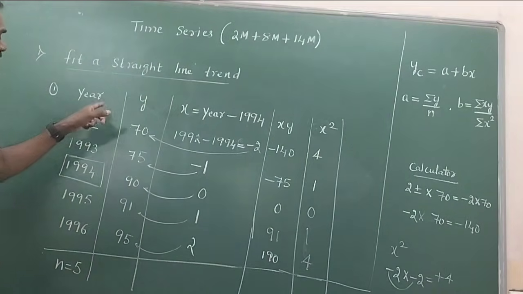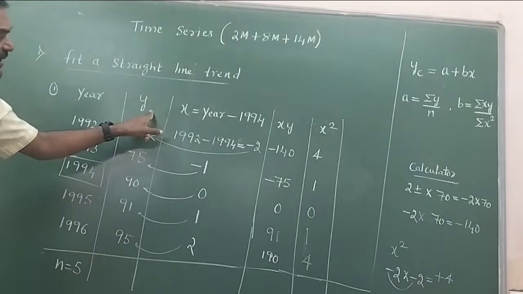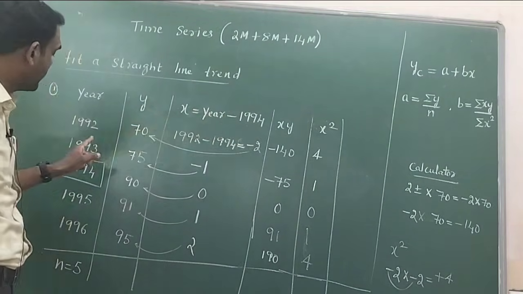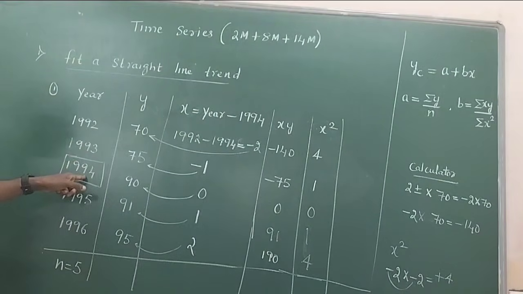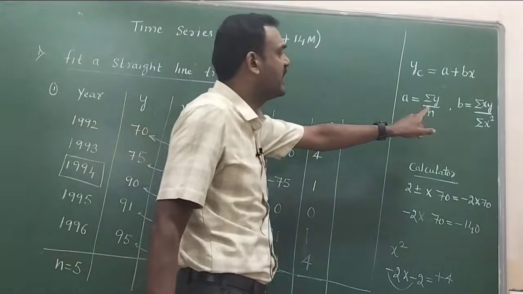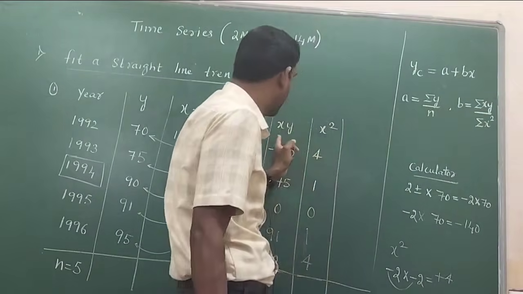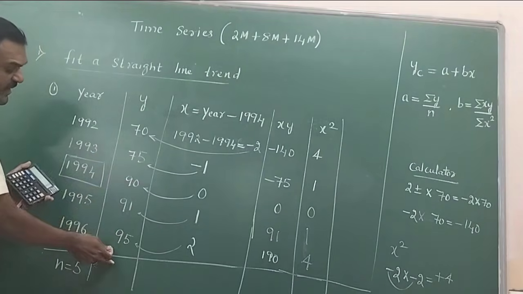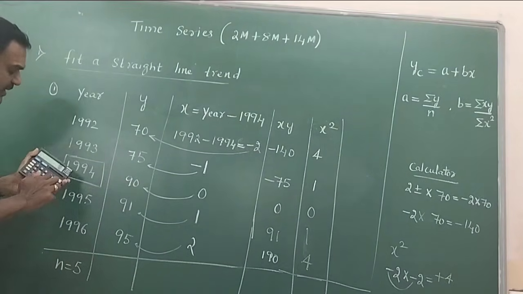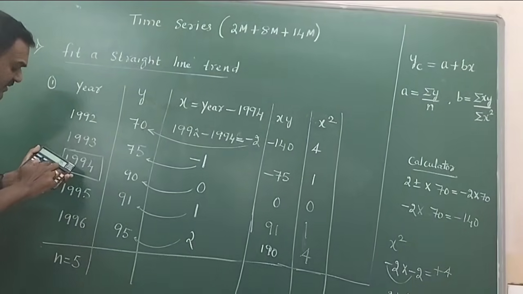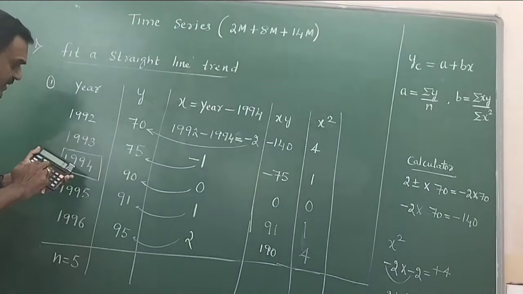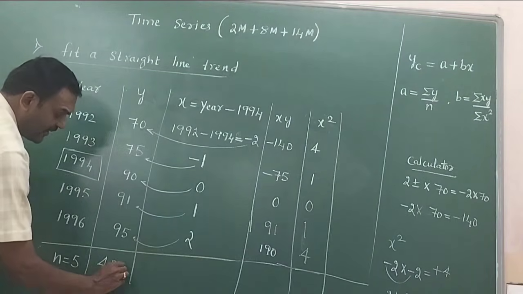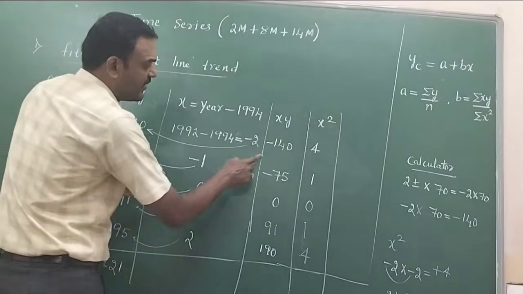Okay, clear? First see, here production we call it y. How to find out x value? Here minus the middle value. Middle here is nothing but 1994. And then for the formula we need xy and x square. Extend the table. Now further add summation of y. Find y: 70 plus 75 plus 90 plus 91 plus 95, which gives 421. Take all the totals.